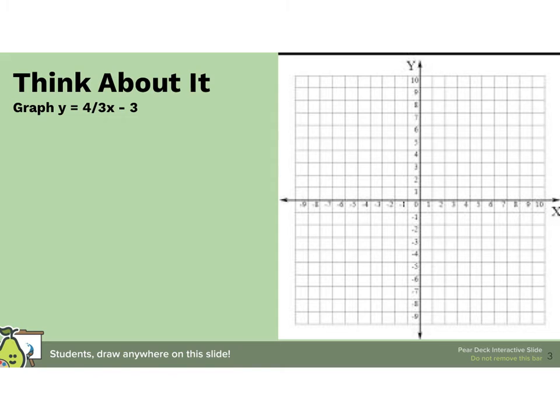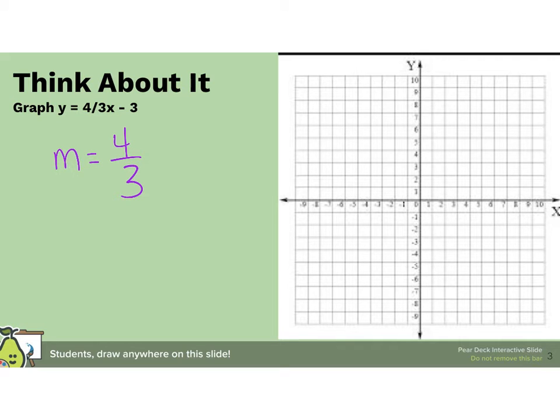So let's see how you did. We have y equals 4/3 x minus 3. So you're going to tell me what your slope is. It's always the m, right? M is whatever is attached to the x. So the slope is 4/3. You're going to give me the directions, okay?